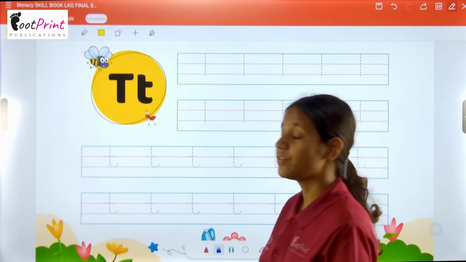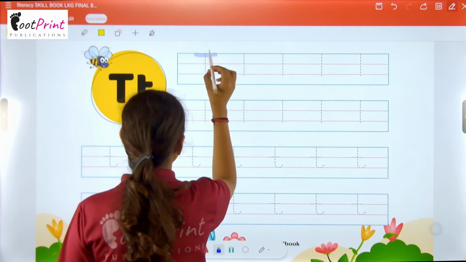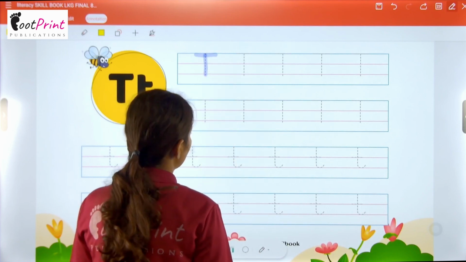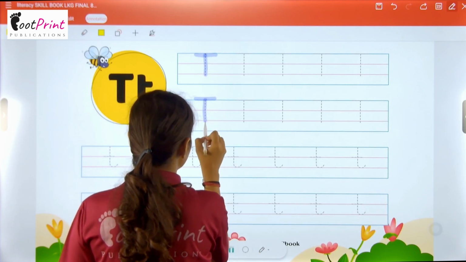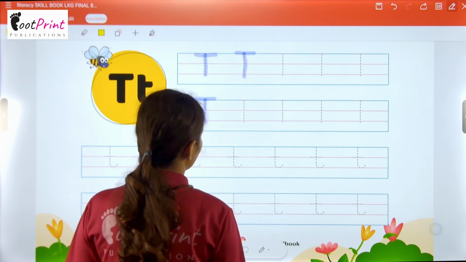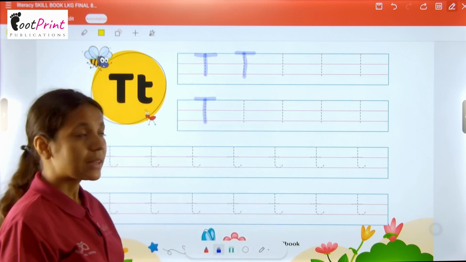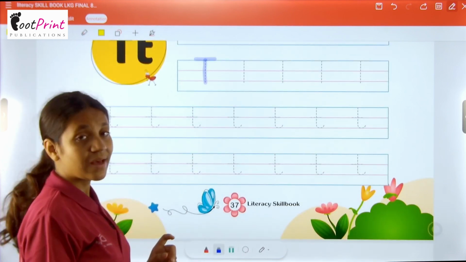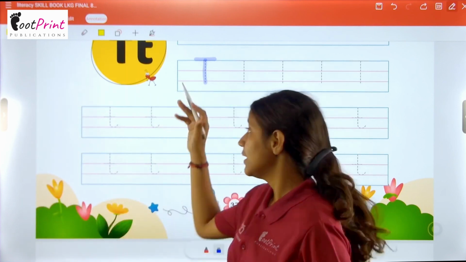Okay. Now after that we have the letter T. To make T, firstly we have to make a sleeping line and then we have to make a straight standing line. A sleeping line, straight standing line. And this is how we will make the letter T. Now we have the small letter T. This was the capital letter.